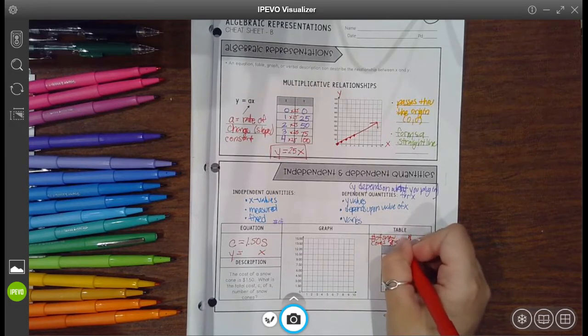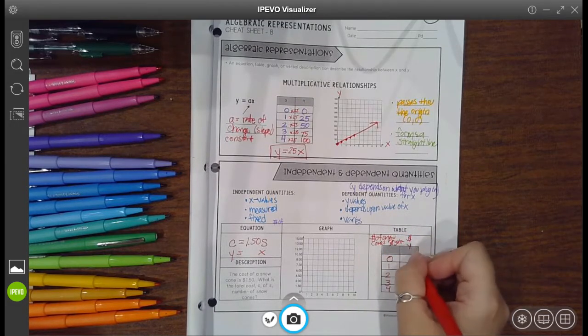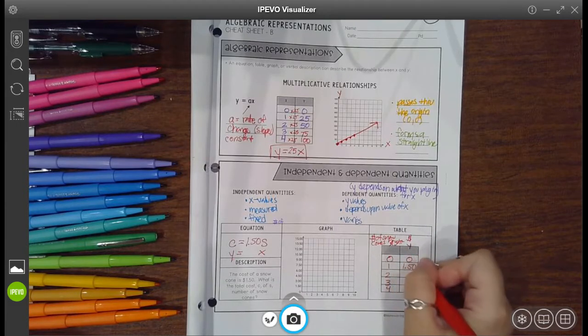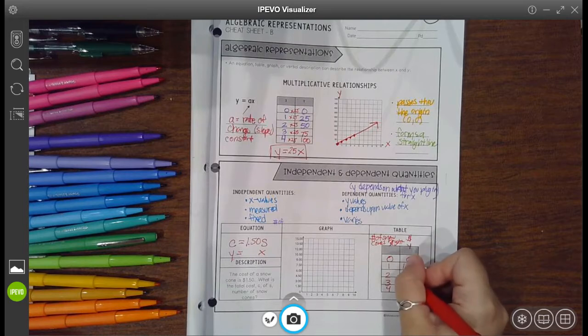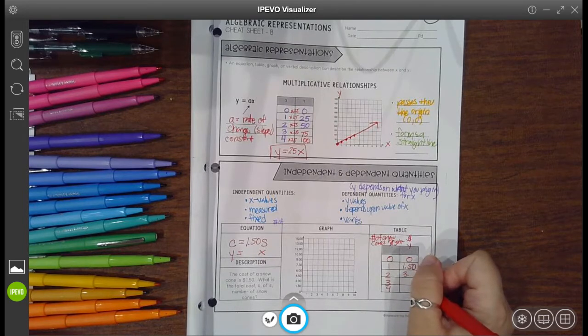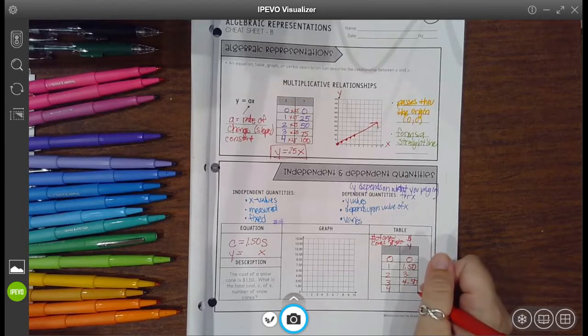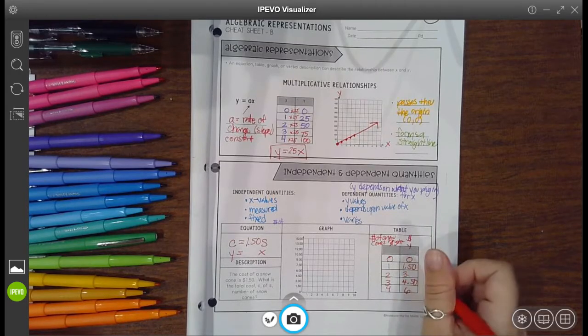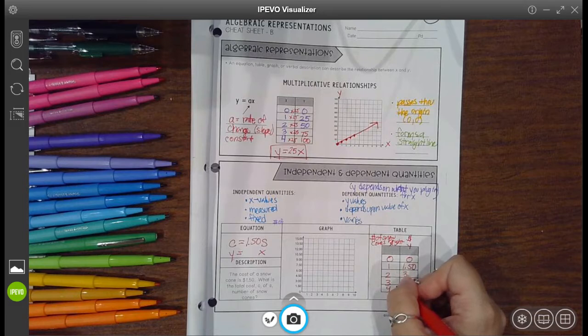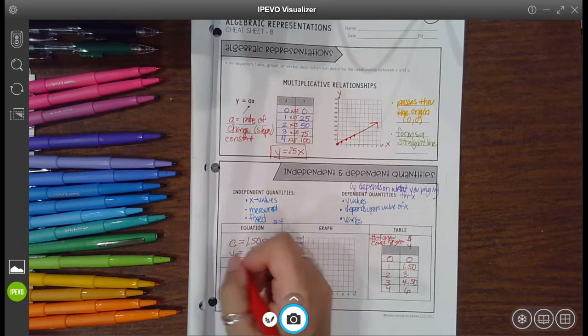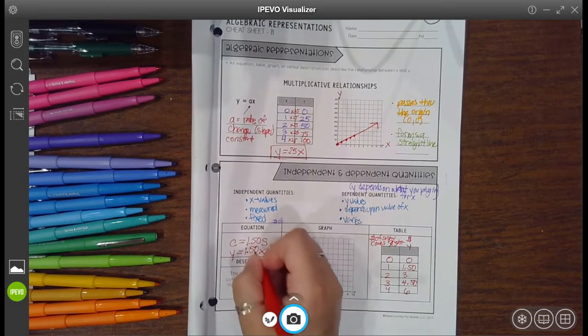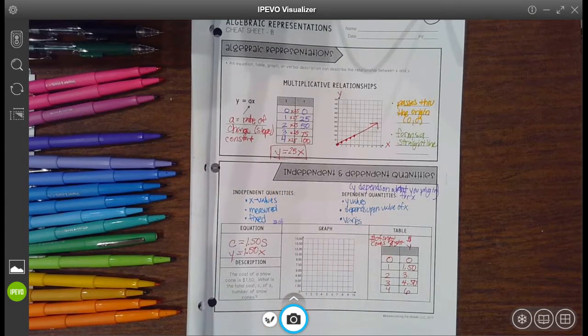Okay, so if you buy 0 cones, you spend no money. But if you buy 1, that's $1.50. 2 would be $1.50 and $1.50, so $3. Notice how each time you're multiplying by $1.50. So continue. Add another $1.50, that's $4.50. Add another $1.50, that's $6. Each time you're taking the x and multiplying it by $1.50. So that's where the rate or constant or slope comes from.